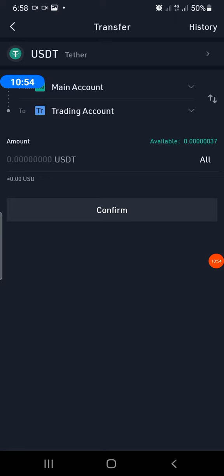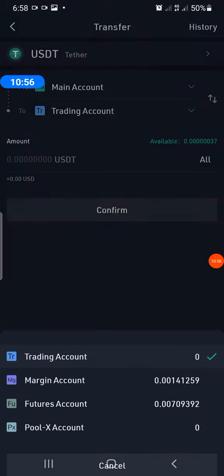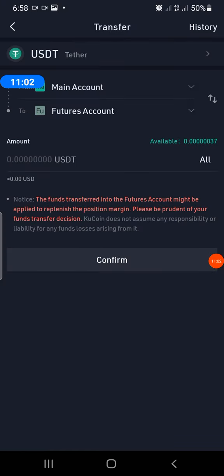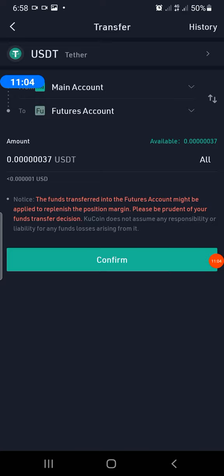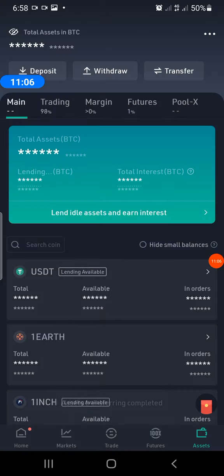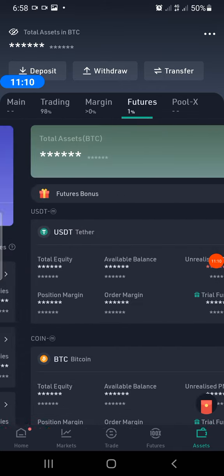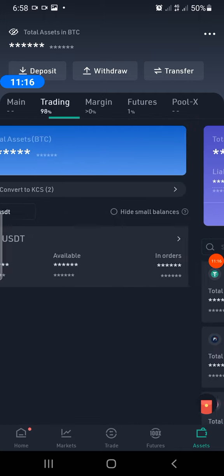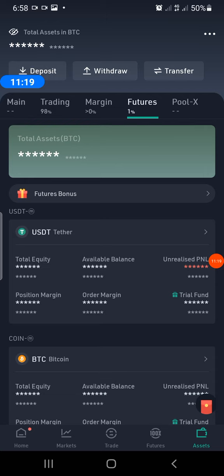Then you select the trading, I click on the trading account to change it. You will see margin account, you will see futures account. I select futures, you select all, then you click on confirm. The money has been moved successfully to my futures account. So you have to navigate by clicking on each of these accounts. You navigate to futures account. So these are the steps on how to deposit on your futures account.